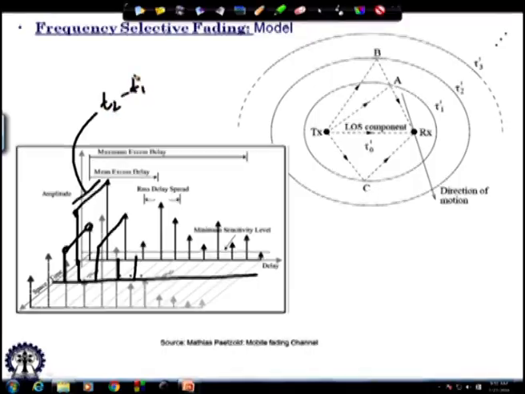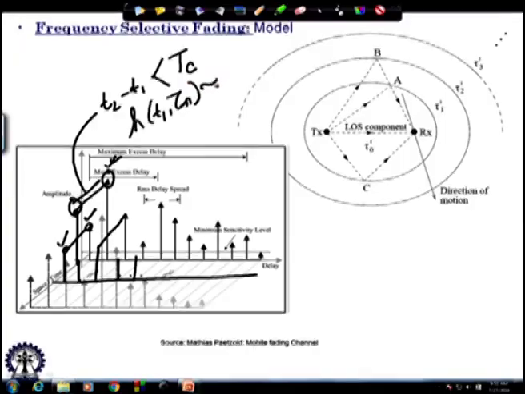What you can easily guess is, if this time is less than the coherence time which we have discussed, then these two values would almost be same as each other. That is h of t1 comma tau n, I write in general, is almost equal to h of t2 comma tau n. Whereas, if this distance in time is much greater than coherence time, these values would be different.